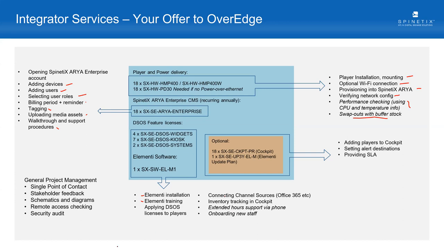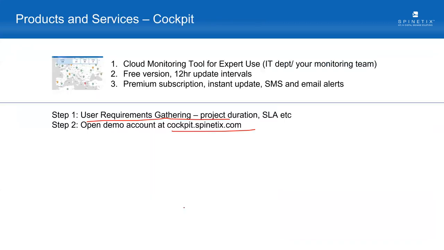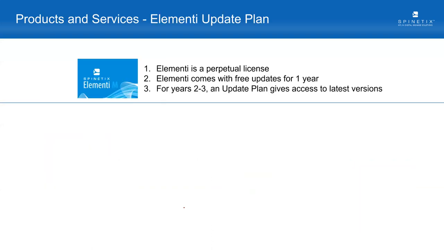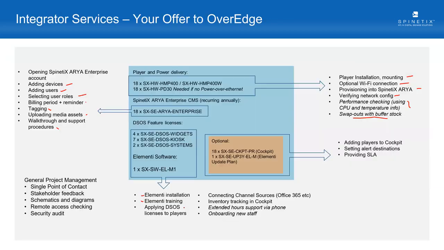Applying the DSOS licenses to the players is an important one. Remember, when we looked at the diagram before, some of the players have different features. You can move the licenses around, but really for deployment, you want to have all the licenses in the right place. Otherwise, you could remove a license later and the content on the screen doesn't look like what the end user expects, which is not great.